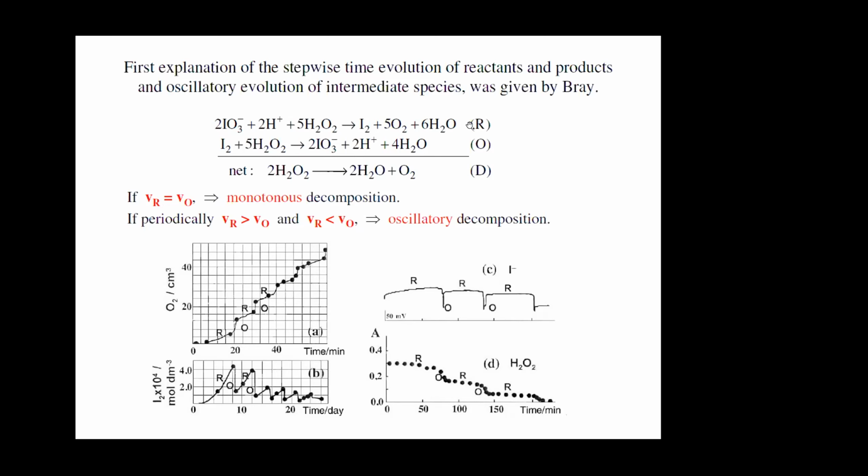If the rate of reaction R is equal to the rate of reaction O, then we are dealing with monotonous decomposition. If the reaction rate of the process R is periodically larger or lower than that of O, then we are dealing with the oscillatory decomposition. Here you can see the periods in which the reaction pathway R or O dominates.